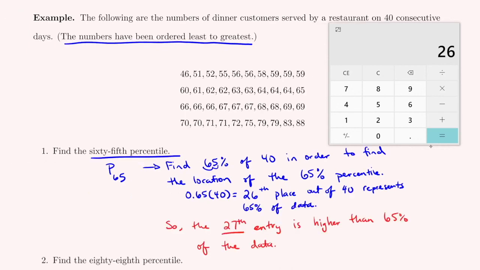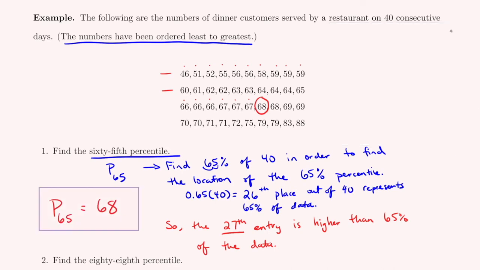And now that we know its location, we can just carefully count. We see 1, 2, 3, 4, 5, 6, 7, 8, 9, 10. So it looks like each row is 10. So we have 10, 20, 21, 22, 23, 24, 25, 26, 27. So this is the 27th location in the list. So the number 68 is higher than 65% of the other data values. So our 65th percentile is the value 68.